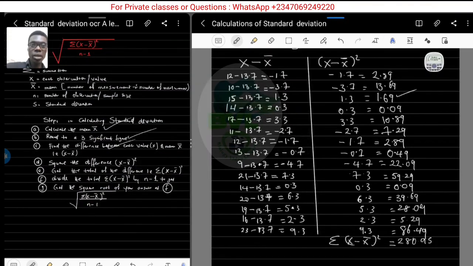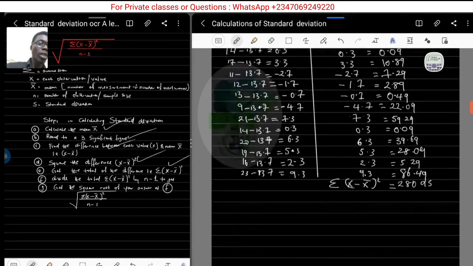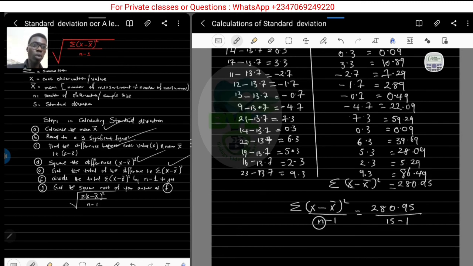So the next step says, get the total of the difference between. We've done that also. Divide the total by n minus 1. So this is where we are now. We have the summation of x minus x bar squared over n minus 1. So let's do that now. We have 280.95 divided by 15 minus 1. This n means the number of data, so we have 15 here.